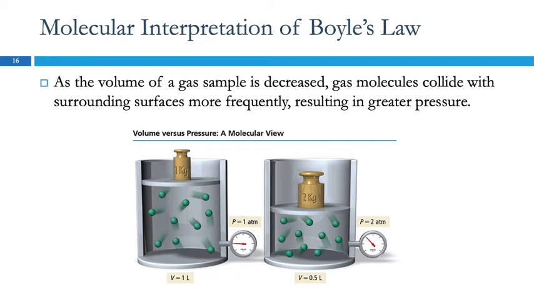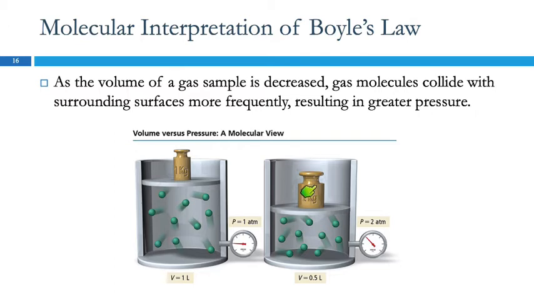Molecular interpretation. Here we have a piston assembly. So this is a chamber that we can change the volume of by moving the ceiling here. And we've got a little pressure gauge here. So we got 10 gas molecules in here and a certain amount of pressure on here. And this is equal to, what's that equal to? 1 atmosphere? Yeah, this is that right there. 1 atmosphere, the volume is 1 liter.